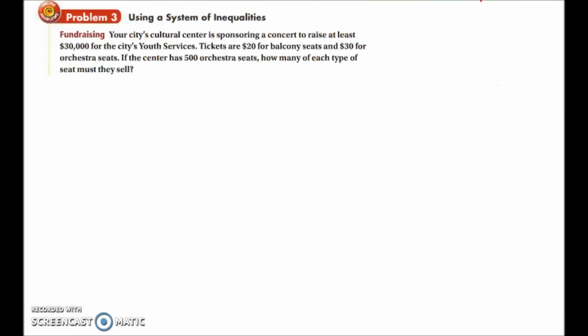Here's example 3. Your city's cultural center is sponsoring a concert to raise at least $30,000 for the city's youth services. Tickets are $20 for balcony seats and $30 for orchestra seats. If the center has 500 orchestra seats, how many of each type of seat must they sell? First thing we want to do is identify what variables we should use. Let's say that x is the number of balcony seats sold and y is the number of orchestra seats sold.